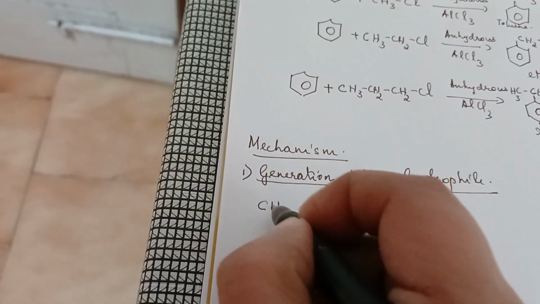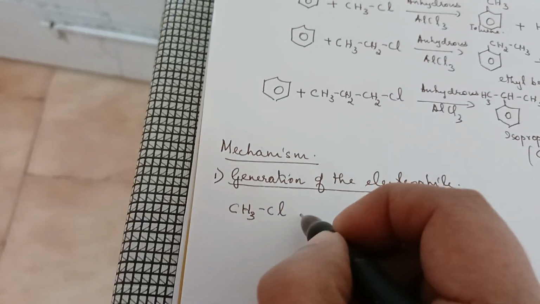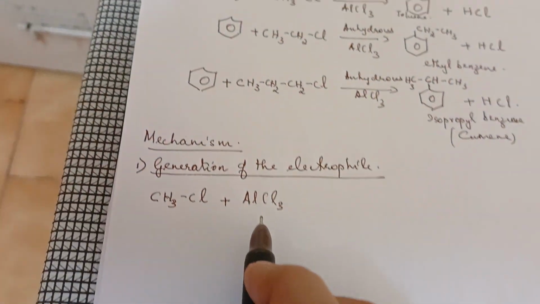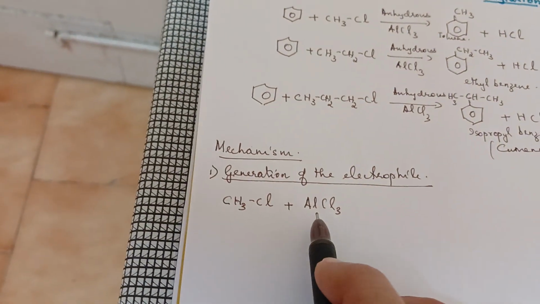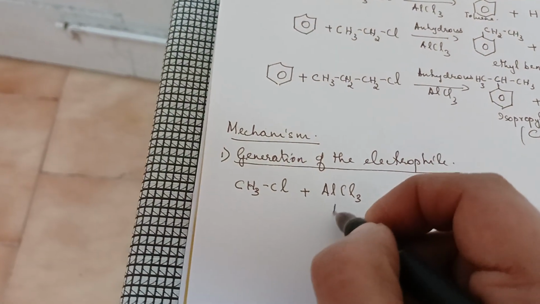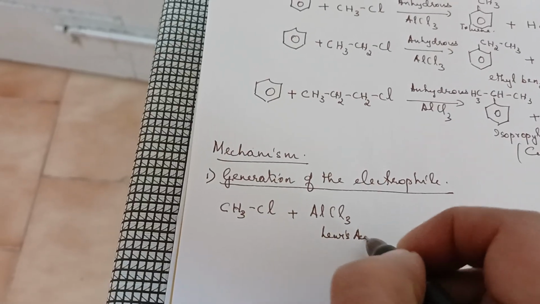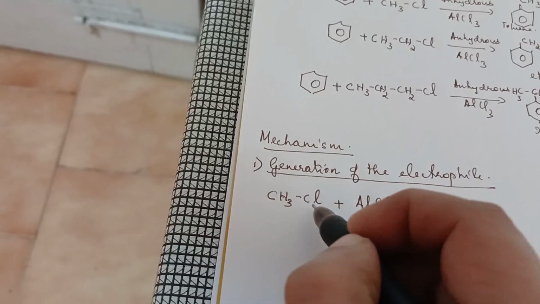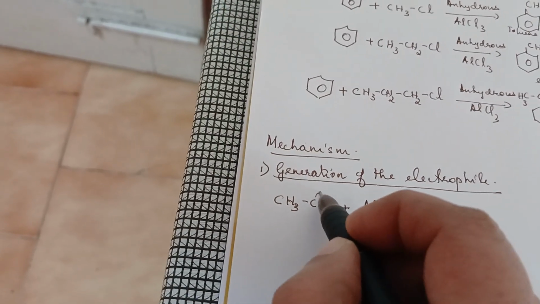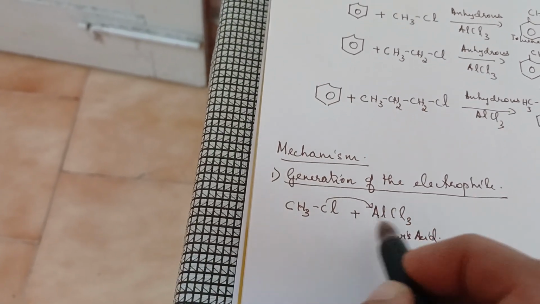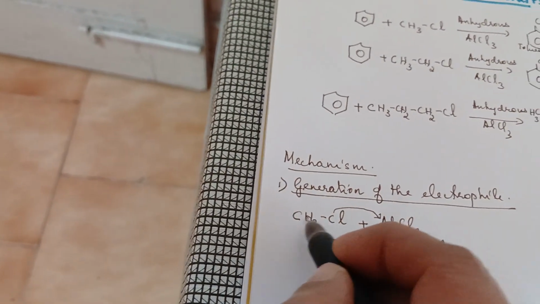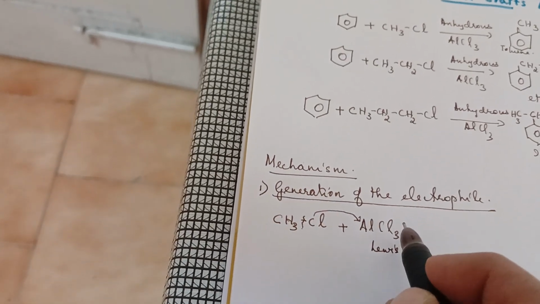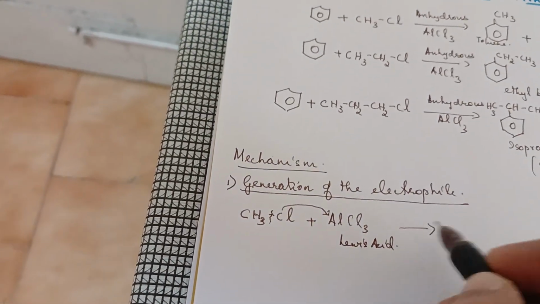So the reagent we are taking is CH3Cl plus anhydrous AlCl3 as the catalyst. AlCl3 is electron deficient. It's a Lewis acid. So it is in need of electrons, whereas chlorine has a lone pair of electrons around it. So chlorine will happily donate a pair of electrons to AlCl3. And so the CH3Cl bond will get weaker and the chlorine will leave with the bonded pair of electrons.